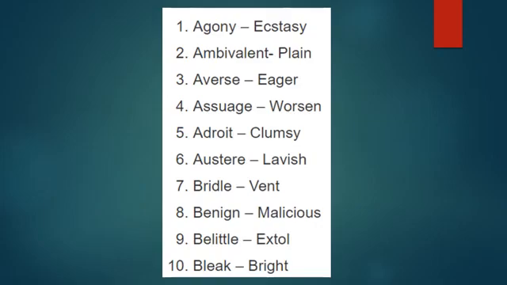Adroit, clumsy. Adroit means skillful, having skill. Clumsy means unskillful, awkward. Austere, lavish. Lavish means luxurious, and austere means no comforts, no luxury, giving up all the pleasures. So monks are austere, with no comforts. Lavish is luxurious.